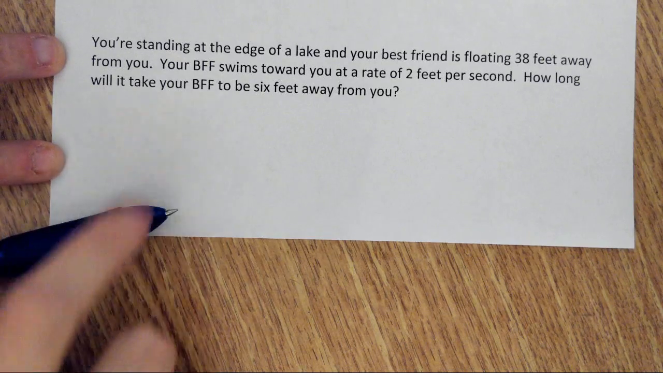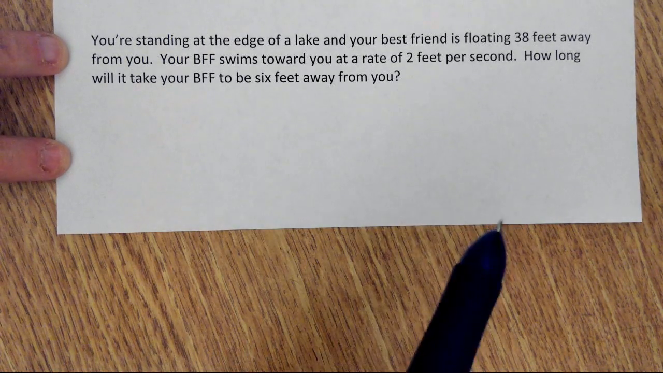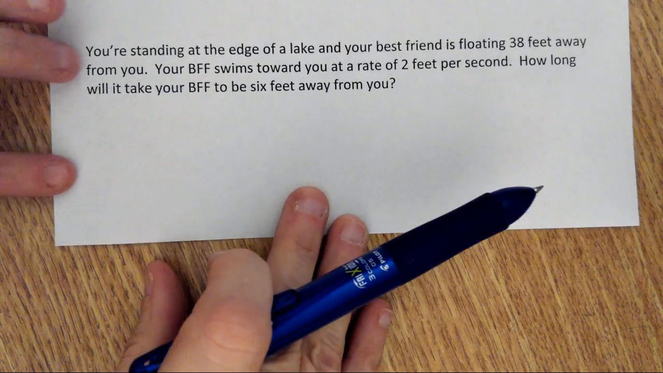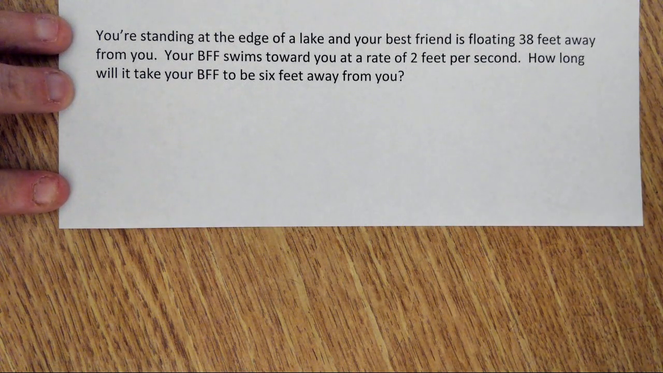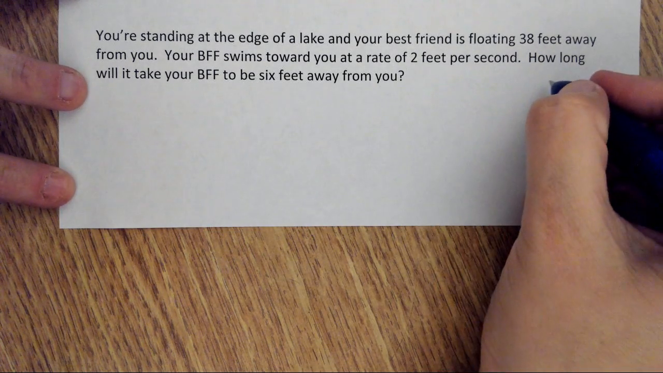So this question also has to do with distance and time, but it's different. You're standing at the edge of a lake and your best friend is floating 38 feet away from you. Your BFF swims towards you at a rate of 2 feet per second. How long will it take for your BFF to be 6 feet away from you? So I have to draw a picture of this. Okay, so here's the picture.